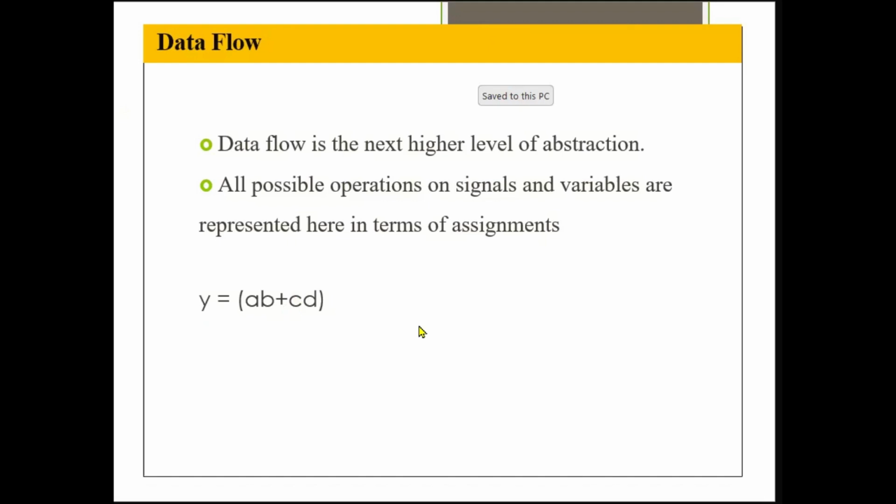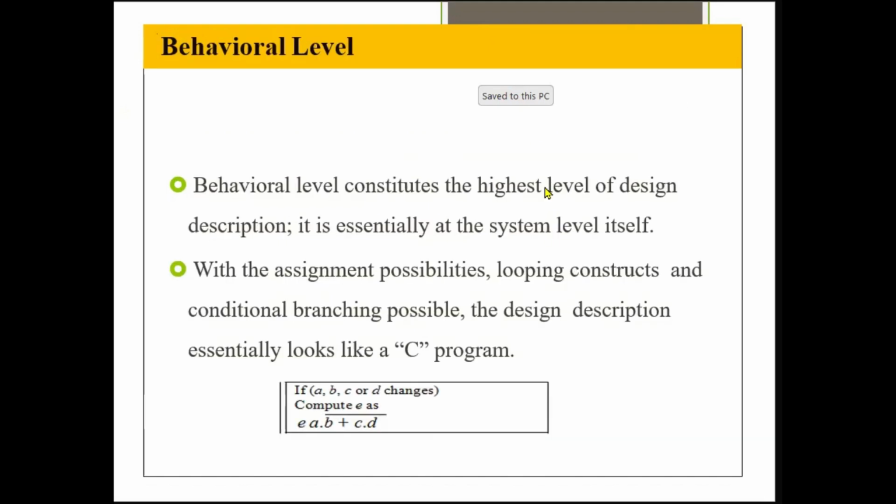The keyword that we use in data flow modeling is assign. By using the keyword assign, we assign the logical expression on the right hand side to the left hand side. So this is about the data flow modeling, where the logical expression plays a key role in describing the program. The last and highest level of describing the program is the behavioral modeling.